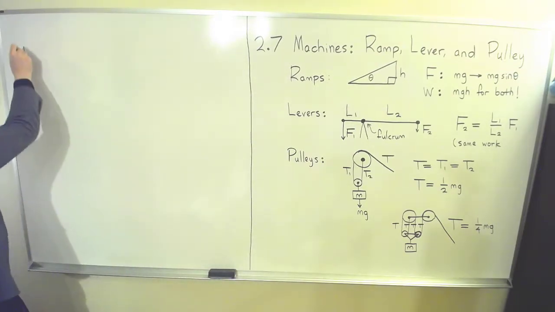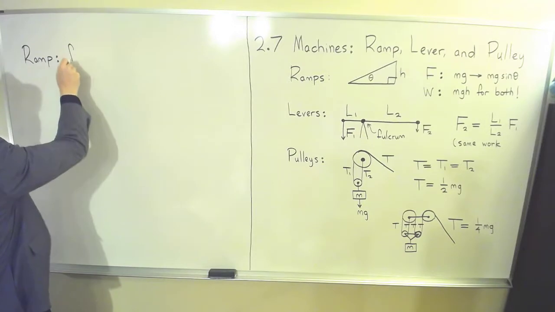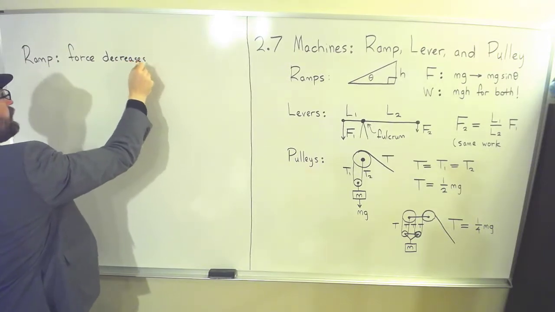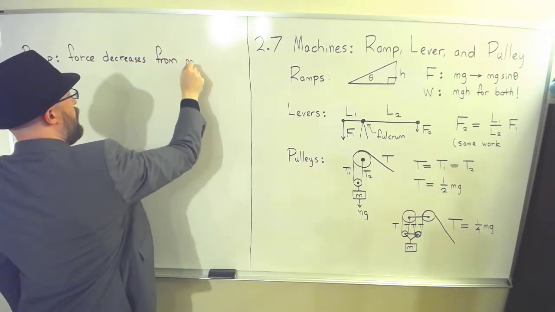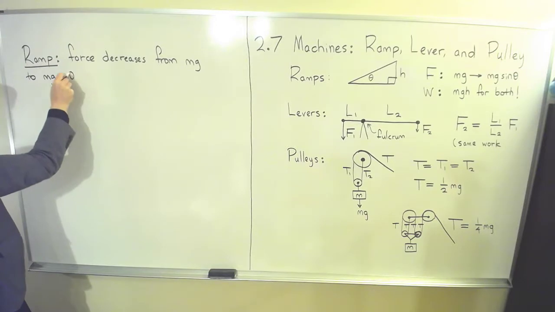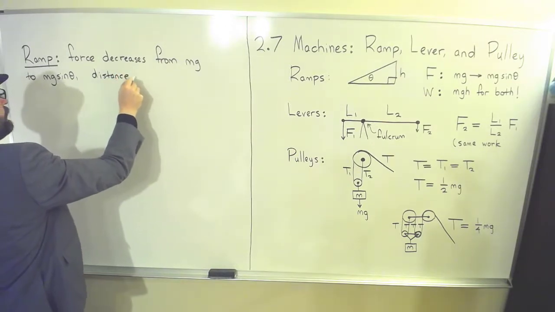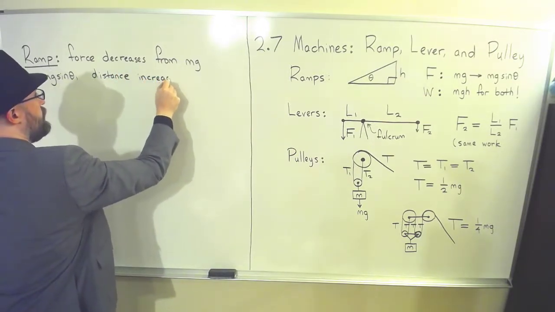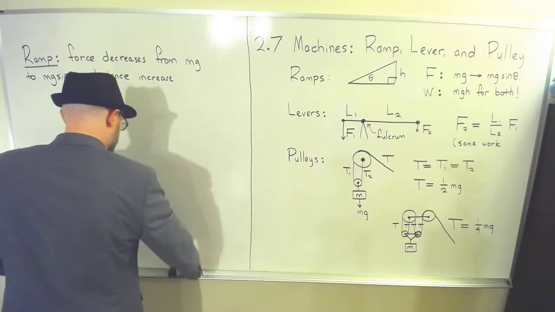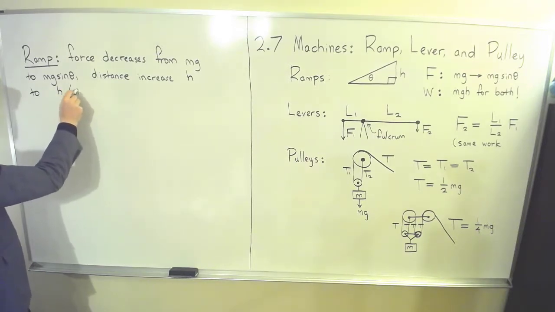So the way the ramp works is the force that you're applying decreases from mg to mg sine theta, and the distance increases from h to h divided by sine theta.